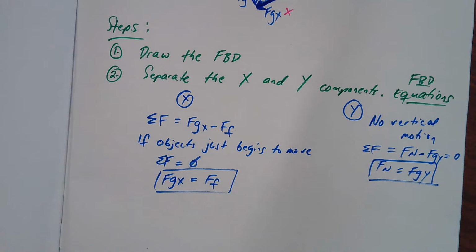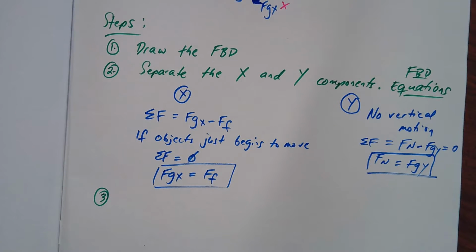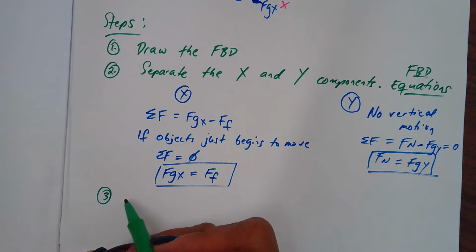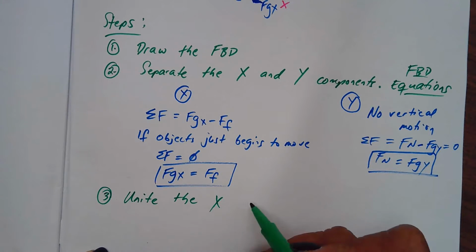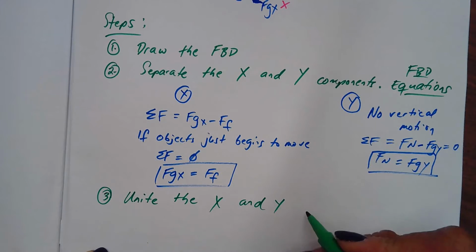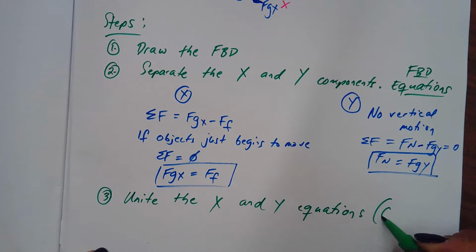Okay, so we have separate components right now, right? I'm going to put step 3 right here. Step 3 is you're going to unite or unify the x and the y component equations. We're going to combine them.